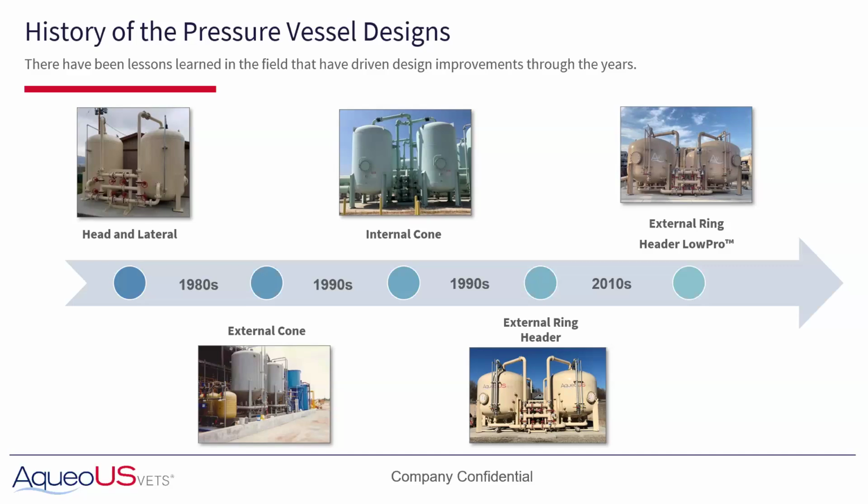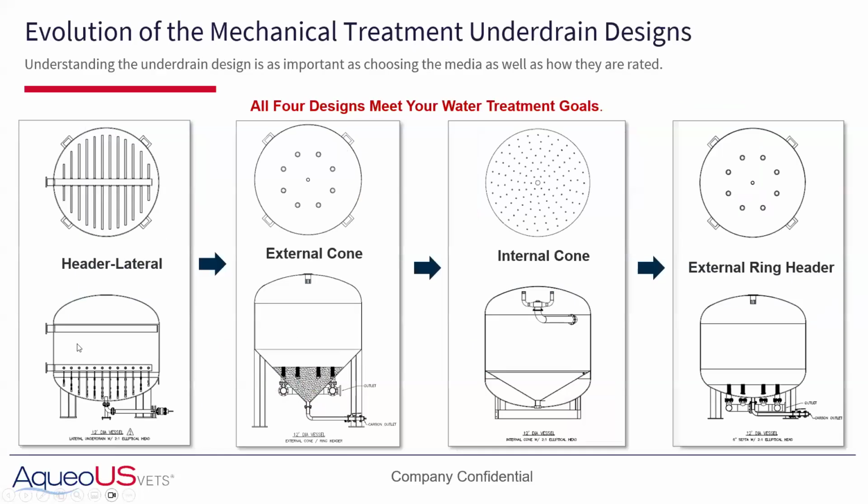And then we moved to the external ring header and the external ring header low pro, which is a lower profile system. Again, trying to reduce the height of these just to make them a little more visually appealing, so that people don't look at it as a big tank farm as they drive by. All of these systems work. They will all meet your treatment needs for PFAS. There are pluses and minuses to them that we'll go over here a little more in detail.